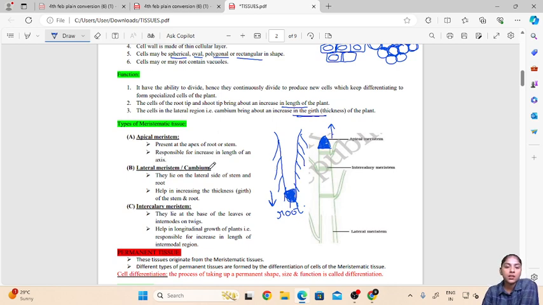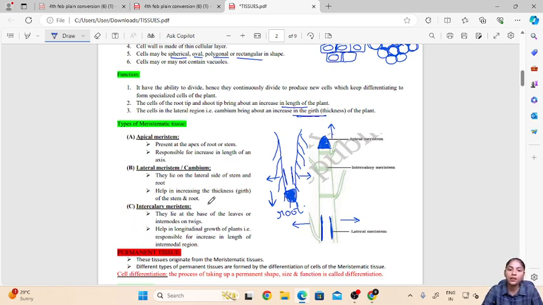Then lateral meristem, they lie on the lateral side of the stem or root. Now lateral meristem will lie at the side of the stem or at the lateral side of the root. And this lateral meristem will result in the increase in girth of the plant. This lateral meristem will increase the girth or the thickness of the stem or the root.